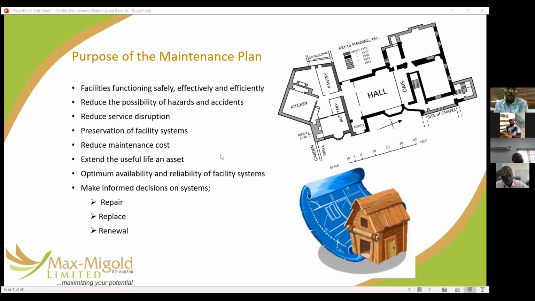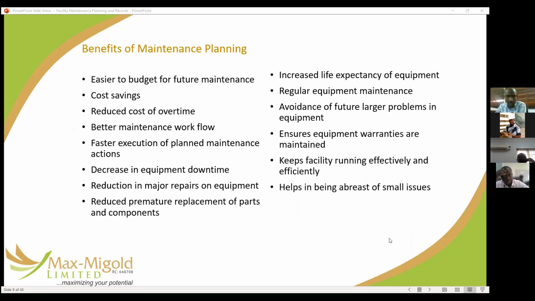Then it helps you to make an informed decision on the system, in terms of, okay, do I need to do repair? Do I need to replace equipment, or do I need to conduct what we call a renewal? So these are the purposes of a good maintenance plan. Then what is the benefit? What do you stand to gain when you maintain a very good maintenance plan?